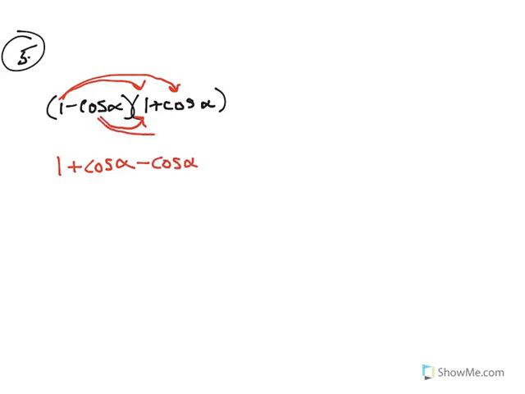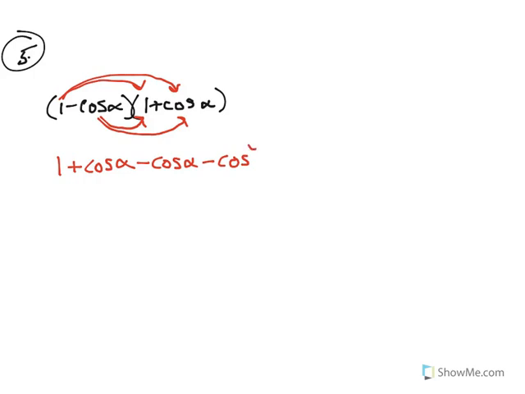And distribute your negative cosine to the next term. Negative cosine times positive cosine. A negative times a positive should be a negative. And cosine times cosine should be cosine squared. So for these, remember the trig expressions are basically variables, since we don't know what cosine is, so you can treat it like a variable.